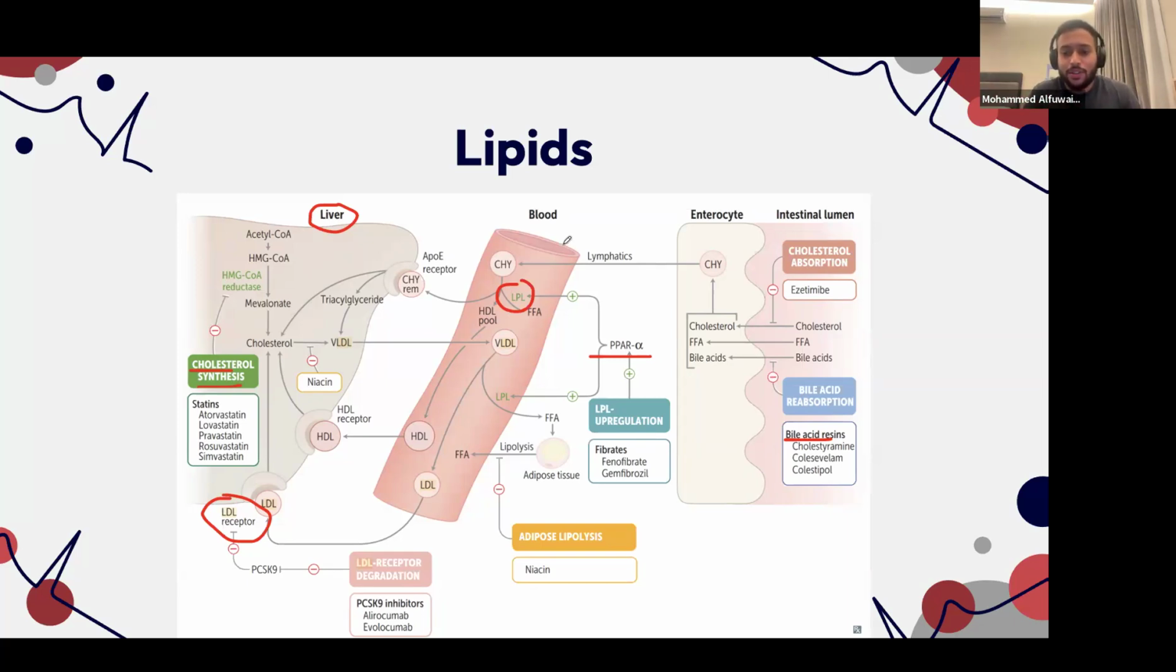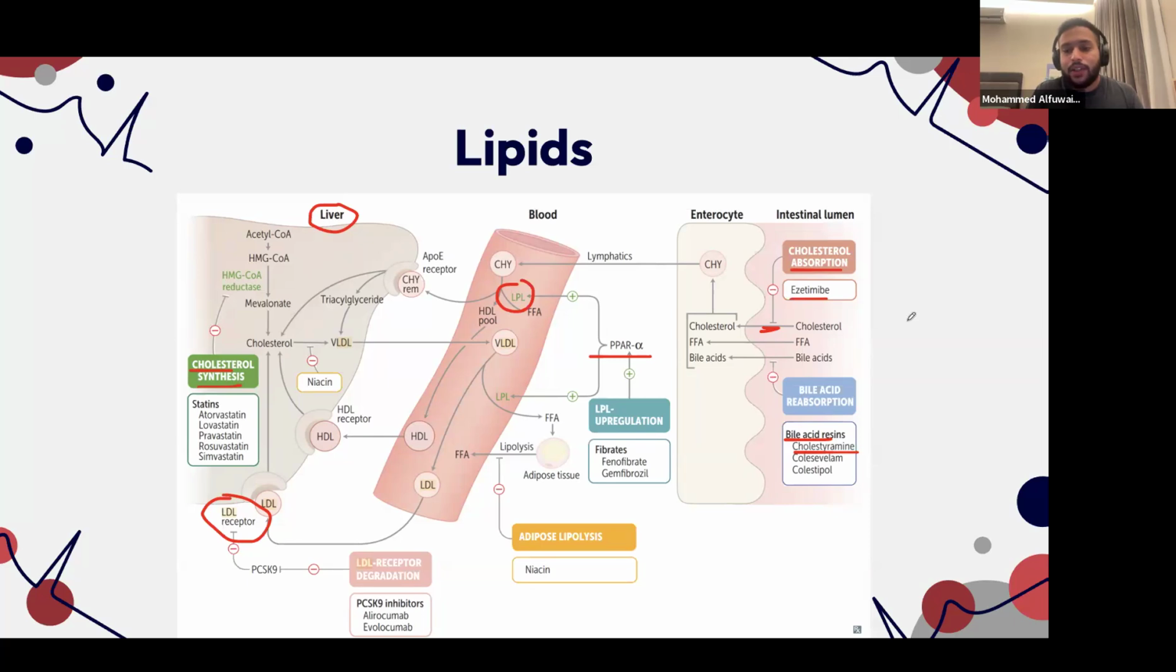Another way, simply, is to inhibit cholesterol absorption in the brush border, which is done through ezetimibe. For bile acid, just remember bile as chole, as in you'll take this in the GI. You can remember cholestyramine, colesevelam, or colestipol. Usually you just memorize cholestyramine. So these are the two ways.